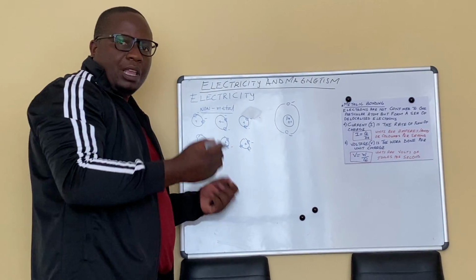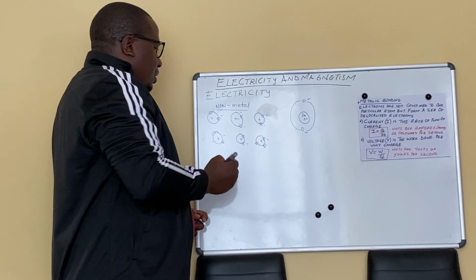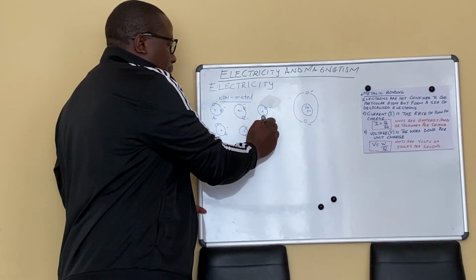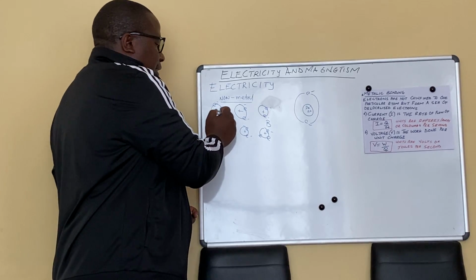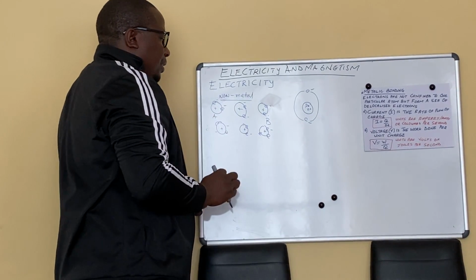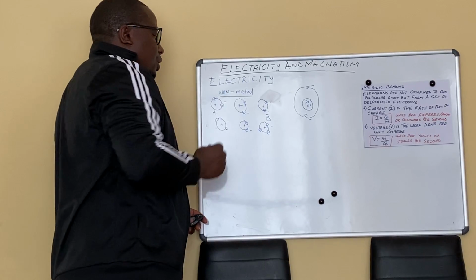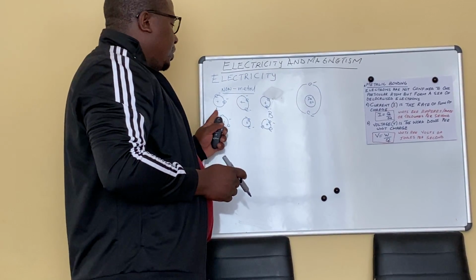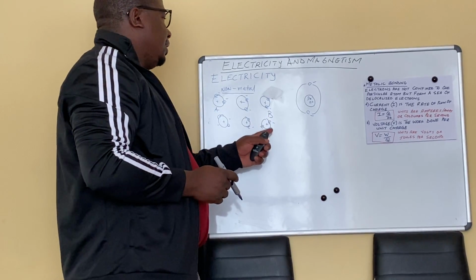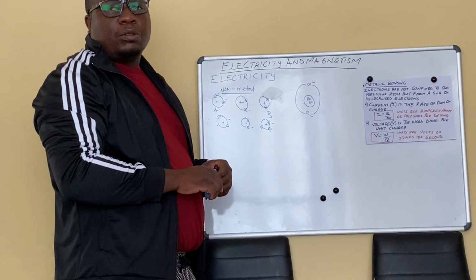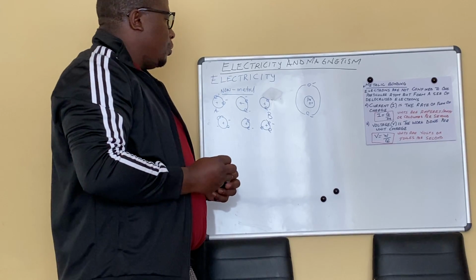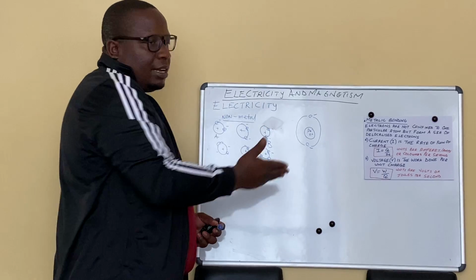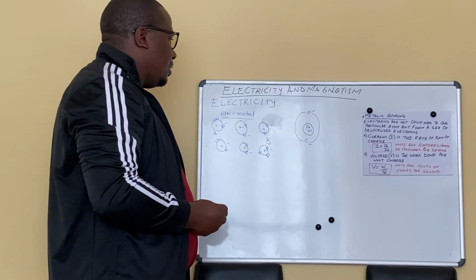What will be happening in a non-metal is that the electrons will be rotating around their particular atom. So these electrons are not able to move from point A to point B. This electron, for example, cannot move from point A to point B. It keeps on rotating around its particular nucleus. So because it cannot move from point A to point B, it means this material does not conduct electricity. Because to conduct electricity, electrons need to be able to move from one point to another. I hope that is okay there.